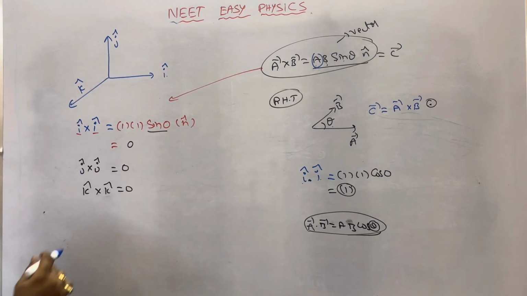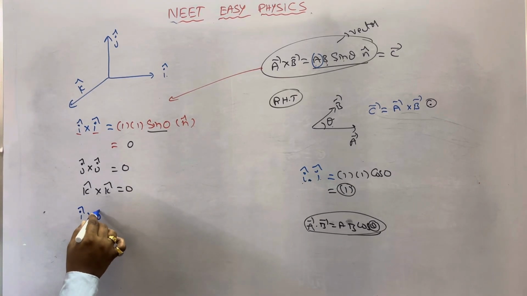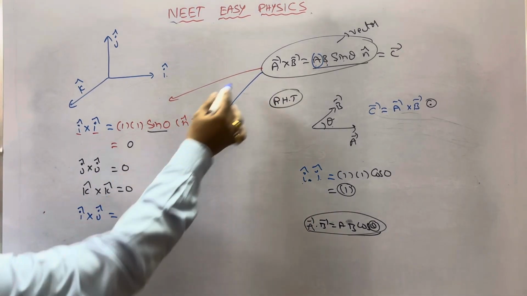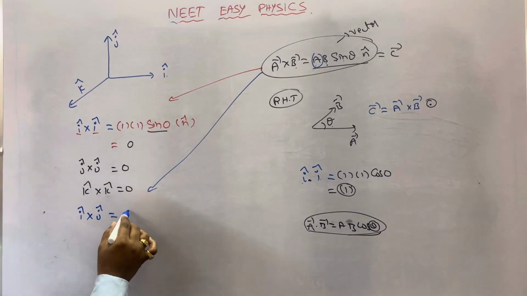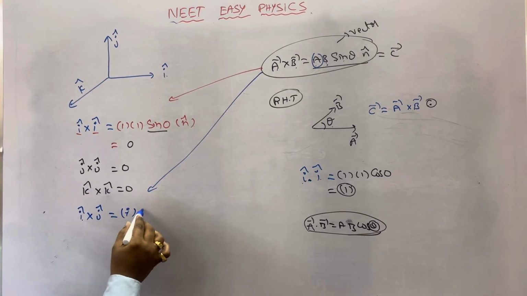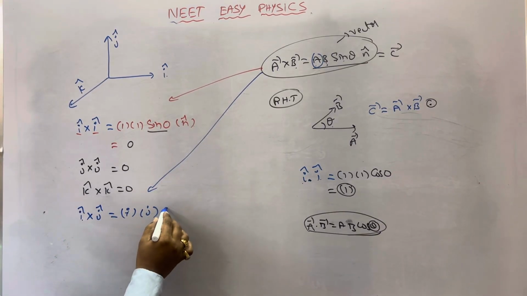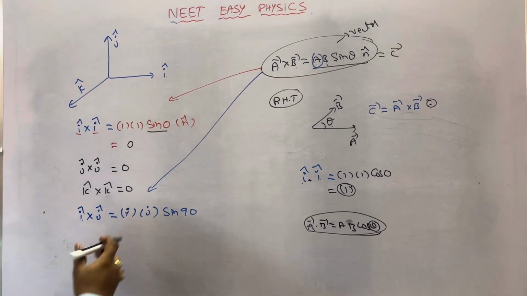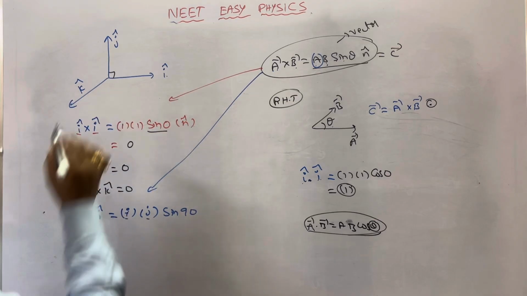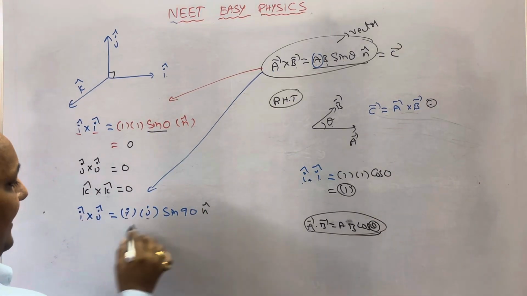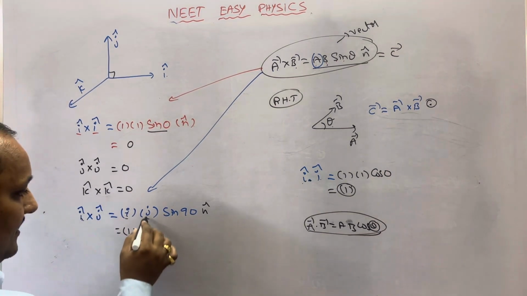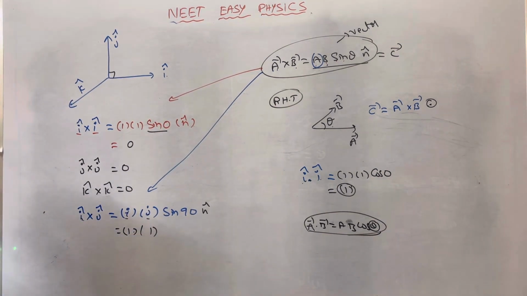Now we will see what is i cap cross j cap. Again you can follow this formula, A bar cross B bar. So i, j, sin 90. What is the angle between i cap and j cap here? The i cap and j cap angle is going to be 90. Sin 90 n cap. So the magnitude of i cap, this is a unit vector, therefore its magnitude is 1. j cap is a unit vector, its magnitude is also 1.